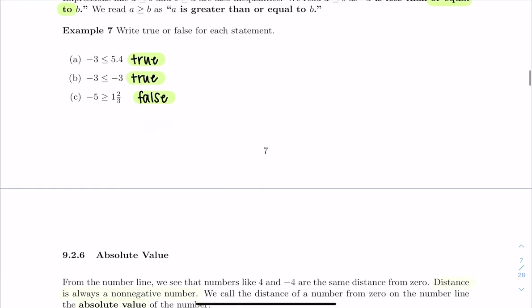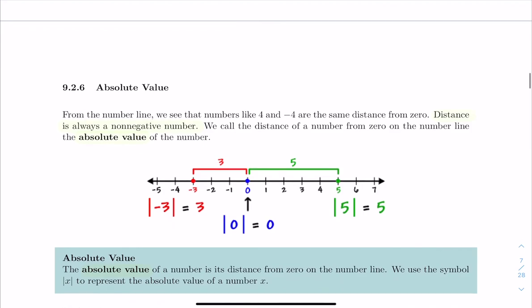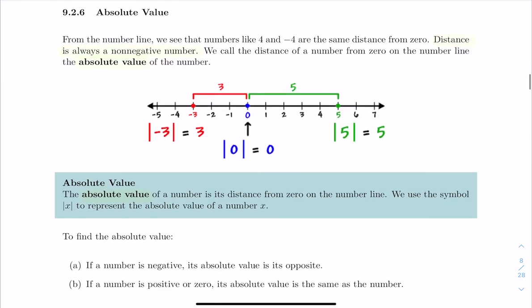And the last thing we're going to talk about is absolute values. From the number line, we can see that numbers like 4 and -4 are the same distance from 0. Distance is always a non-negative number. We don't drive -12 miles even if we're driving backwards. So we call the distance of a number from 0 on the number line the absolute value of a number.